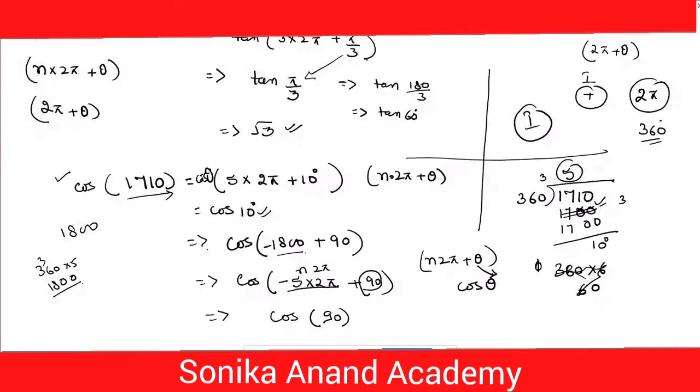Listen, 2 pi plus theta, that is theta for the first quadrant. So if we multiply n 2 pi plus theta, it also goes for the first quadrant. So cos 90, the value of cos 90 is 0. Clear? Now n 2 pi plus theta we will write directly as cos theta.